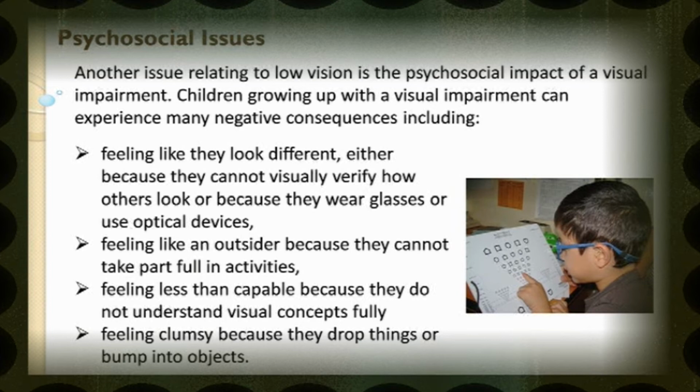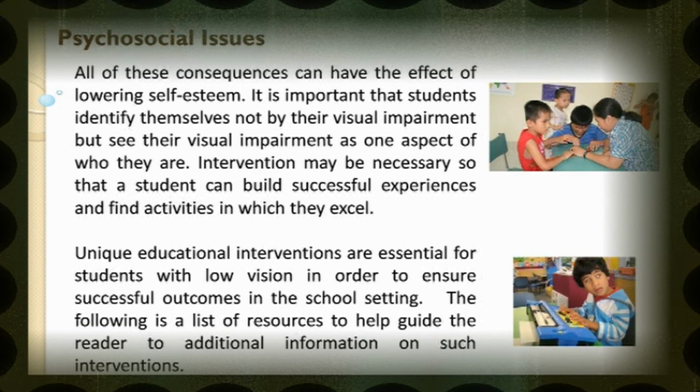Feeling less than capable because they do not understand visual concepts fully. Feeling clumsy because they drop things or bump into objects. All of these consequences can have the effect of lowering self-esteem. It is important that students identify themselves not by their visual impairment, but see their visual impairment as one aspect of who they are. Intervention may be necessary so that a student can build successful experiences and find activities in which they excel.